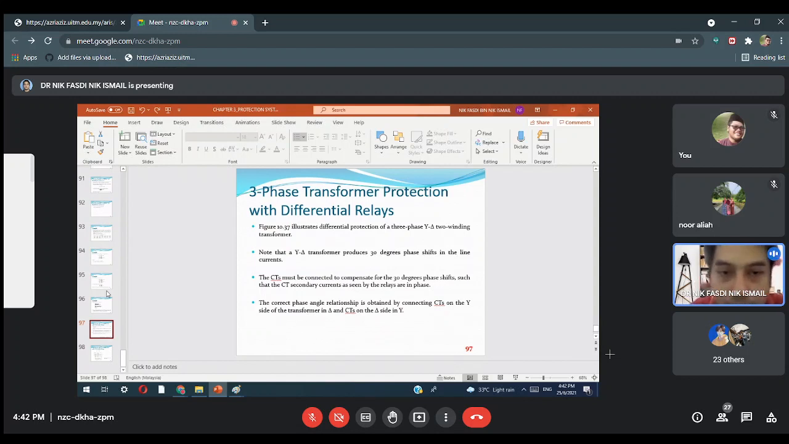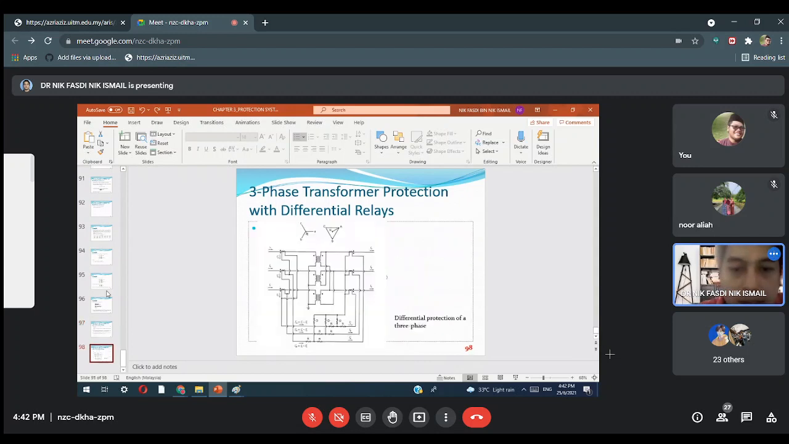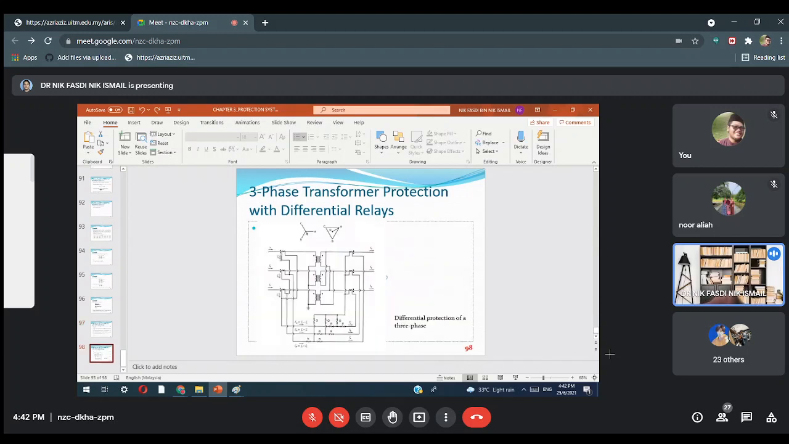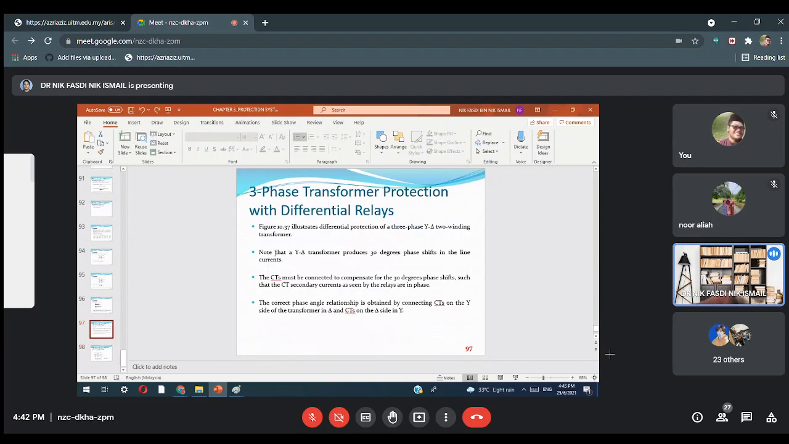connection for three-phase transformer. Okay, this figure illustrate differential protection of three-phase Y delta two winding transformer. So this is the Y delta. This is Y and this is delta connection. Y delta transformer produce 30-degree phase shift in the line current. Memang betul Y to delta, if you study, there's a phase shift between the currents about 30 degrees. So the CT must be connected to compensate the 30 degrees phase shift such that the CT secondary current as seen by relay are in phase.